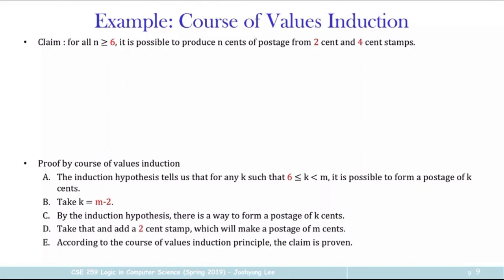So can we create n-cent postage using 2 and 4-cent stamps? Let's see, 6. How do we create 6? You can have 2 plus 4, or 2 plus 2 plus 2. That may be fine. So you can create n equals 6 with 2 plus 4, one 2-cent stamp and one 4-cent stamp. How about n equals 7?